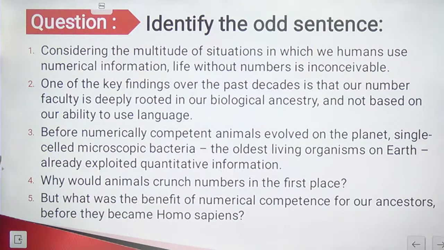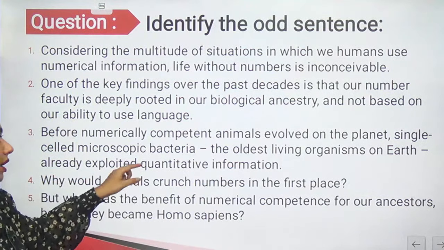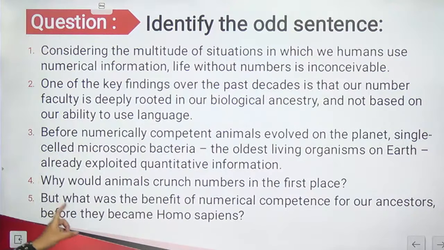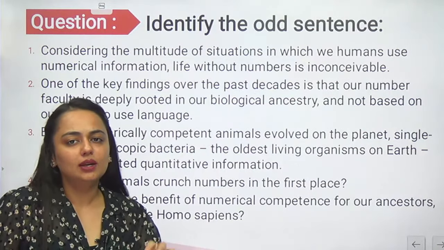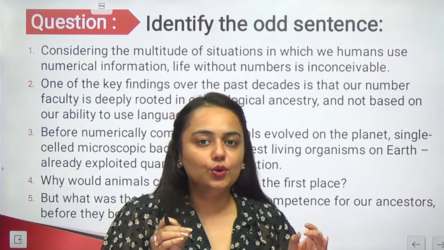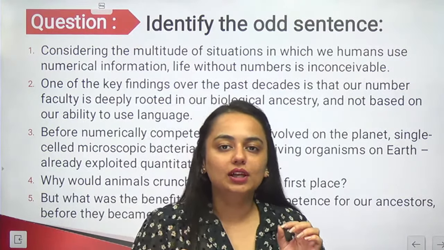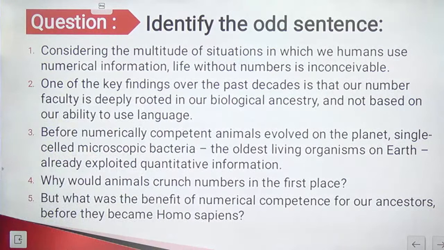The third sentence is, before numerically competent animals evolved on the planet, single-celled microscopic bacteria, the oldest living organisms on the earth, already exploited quantitative information. Again, we can see all in all every line is talking about numbers and their relation with living organisms. So this becomes a little tricky. For this you'll have to go a step ahead because all the lines are talking about number. You have to find the one which might carry that one misfit idea, or let's say somehow is not related to the rest of the lines. Let's see if you can find it out.